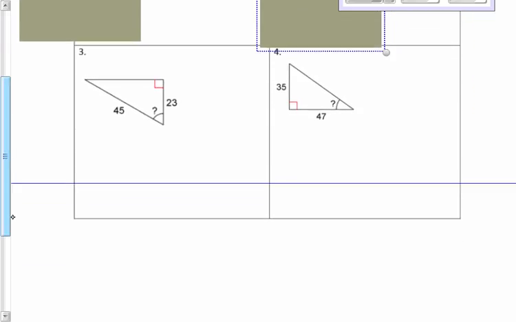3 and 4, I want you to hit pause. Go ahead and try to solve these by yourself. So identify your sides, H, O, and A. Determine what trig function you're using, and then go ahead and take the inverse. So hit pause and work through these two examples by yourself.